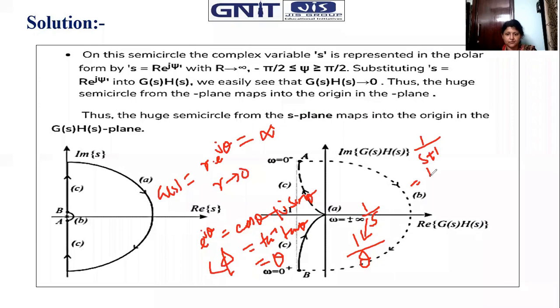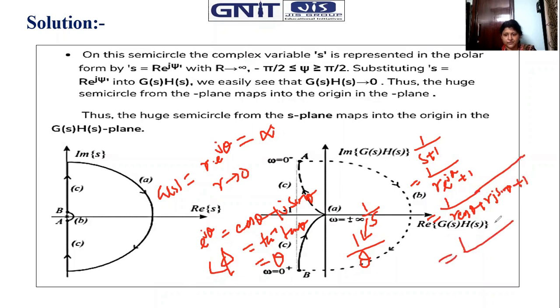Now come to that point, this one. For this one, you have to put r e to the power j theta. If we put r tends to infinite, what will we get? We will get zero value. After having the value zero, it is submerged in the origin, right? So we are not bothering with that larger arc.